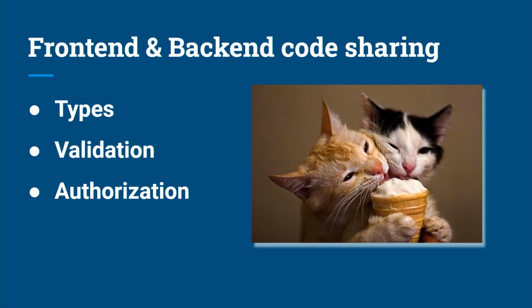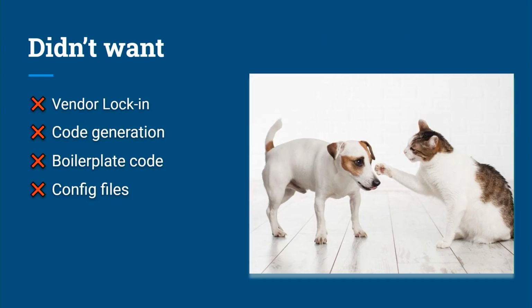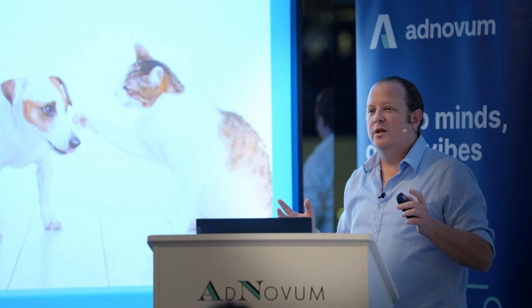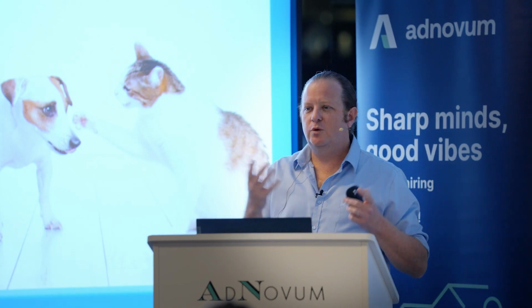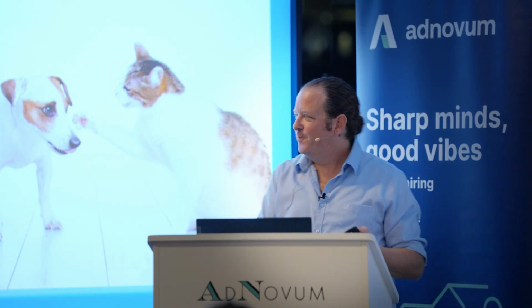I also wanted to have sharing of types, of validation, of authorization between the front end and the back end. We use TypeScript on both ends. Why not share almost everything? I didn't want to have vendor lock-in. There are great solutions like Firebase and other similar solutions, but those lock you into their frame of mind. I didn't want to do that. I wanted to be a tool in your tool chain, something that you can use, not something that uses you.